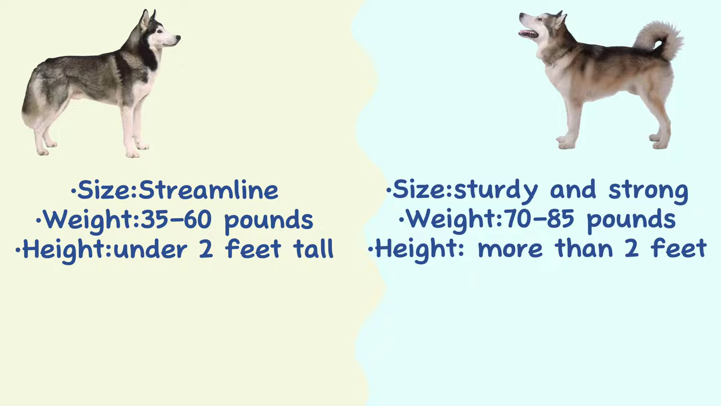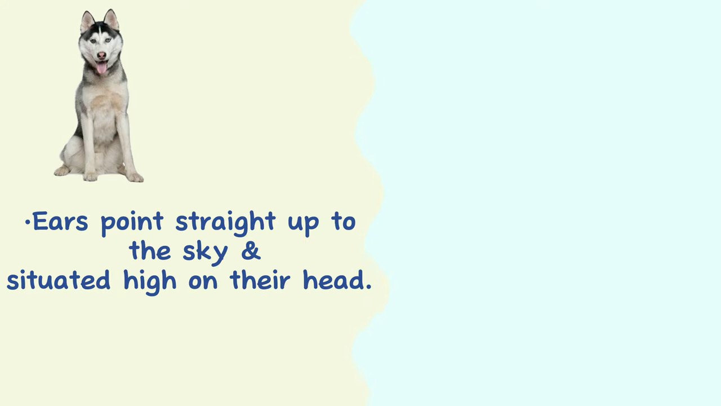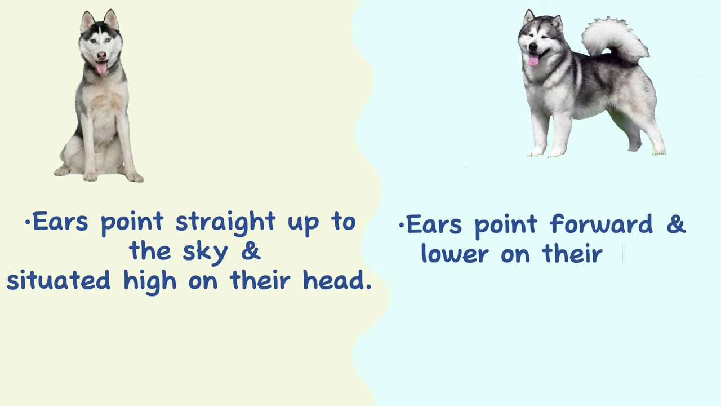Ears. Siberian Huskies have ears that point straight up to the sky and are situated high on their head. But, Malamutes have ears that point forward and are lower on their head.